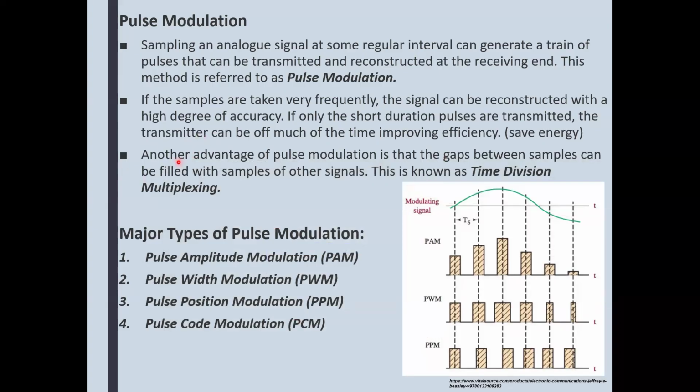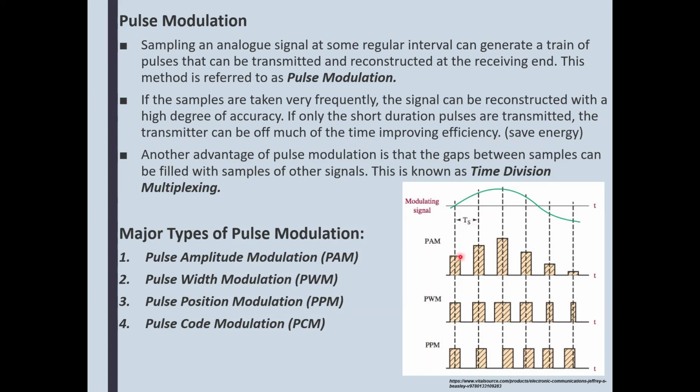All right. The same, similar. Okay. If the samples are taken frequently, the signal degrades less, giving more accuracy. Okay, we got that. If only short duration pulses are transmitted, the transmitter can be off much of the time, improving the efficiency, thus saving energy.